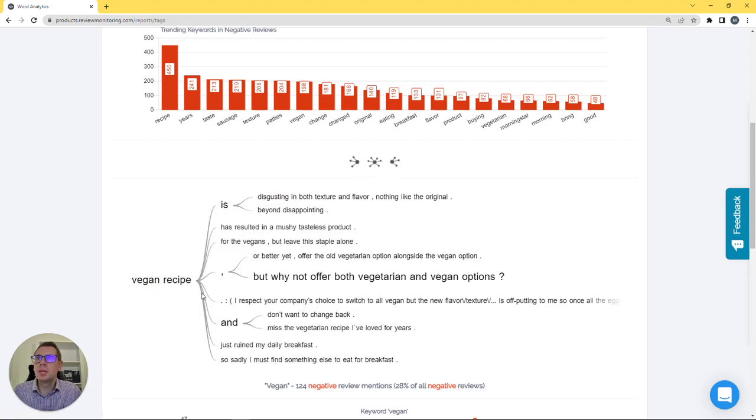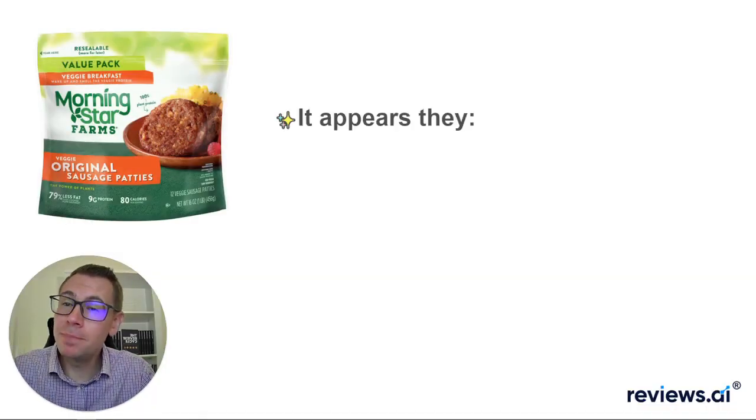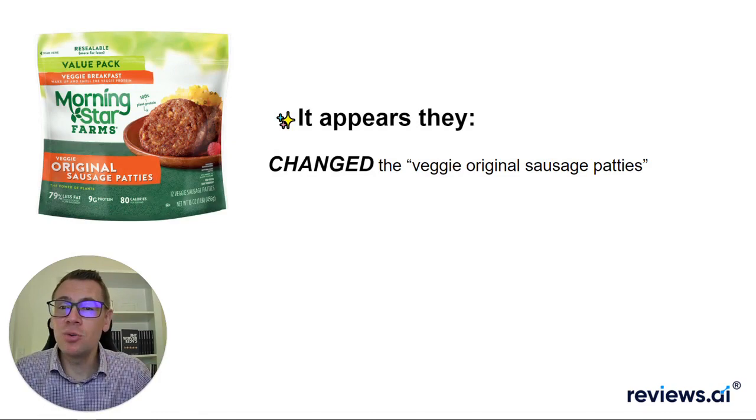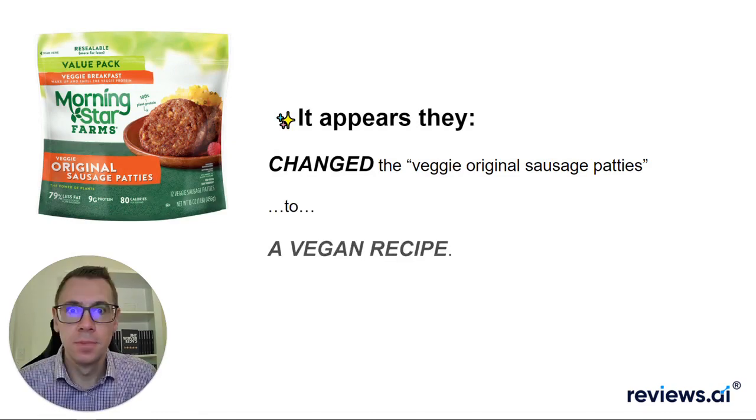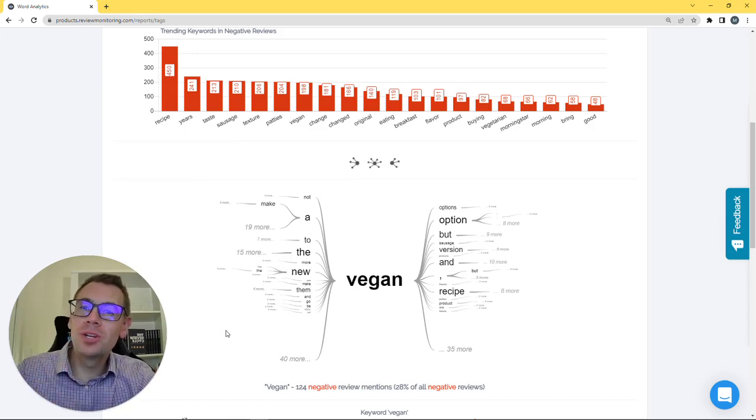Vegan recipe is disgusting in both texture and flavor. Nothing like the original. Is beyond disappointing. Has resulted in mushy, tasteless product. And don't want to change back and miss the vegetarian recipe I've loved for years. Based on the review data for this product, it appears they changed the Veggie original sausage patties to a vegan recipe. We've got one more keyword to check.